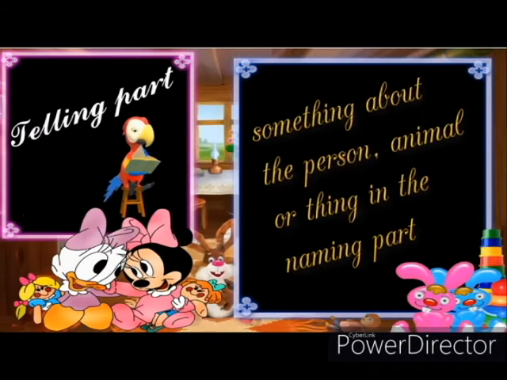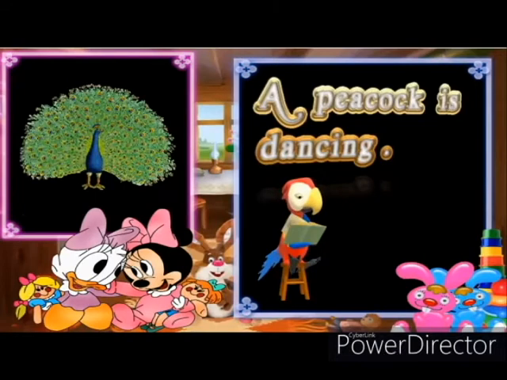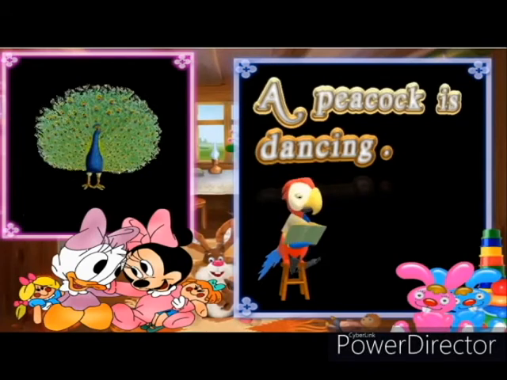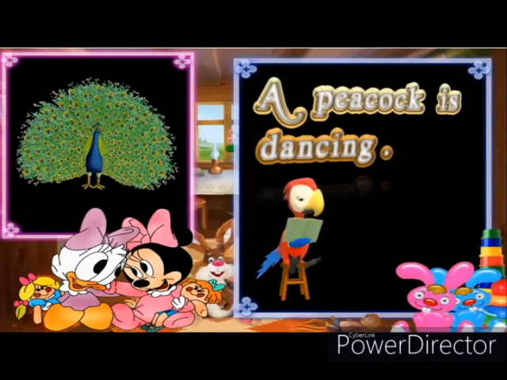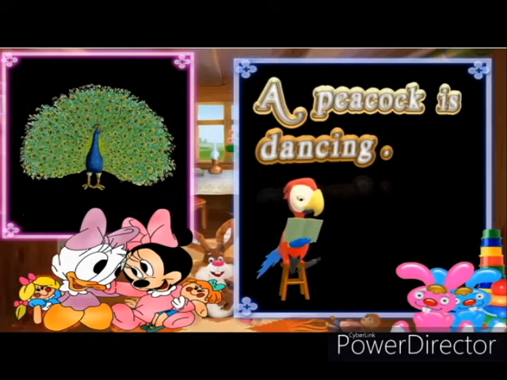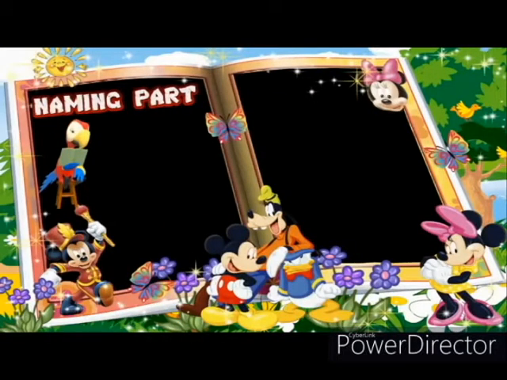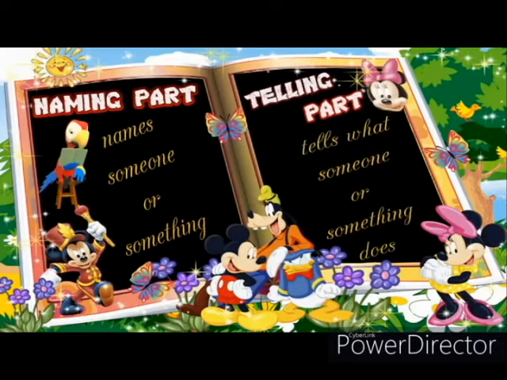Let's see another example. Here we can say that a peacock is dancing. What is the peacock doing? It is dancing. So, "is dancing" is the telling part of the sentence. I think that you got an idea about the sentence and its two parts. Just recollect the main points. That is, the naming part names someone or something, and the telling part tells what someone or something does.